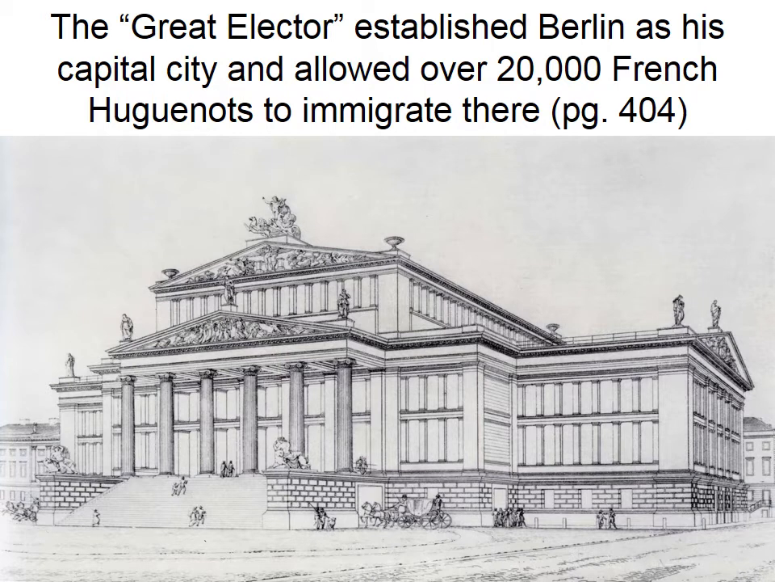He was known as the Great Elector. That is the term that he was given. And one of the things that he was able to establish was the city of Berlin. This became his capital city, and he allowed for 20,000 French Huguenots to immigrate there. Now, why would French Huguenots need to immigrate to Berlin? Well, as you remember, Louis XIV had revoked the Edict of Nantes, and so many of those Huguenots needed to leave France, and in doing so, this is where they were able to seek religious refuge.